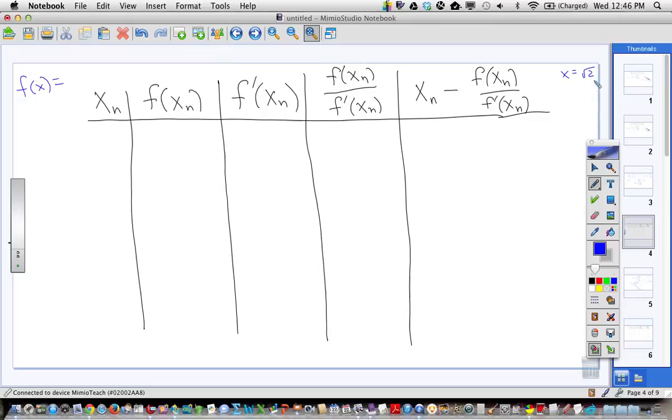Simpler than that. There you go. x squared minus 2. Wouldn't that be a simple one? Right? If you set that equal to 0, add 2 to the other side, do the square root, you would get plus or minus square root of 2, right?